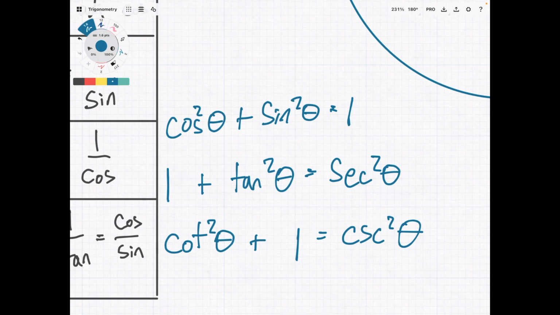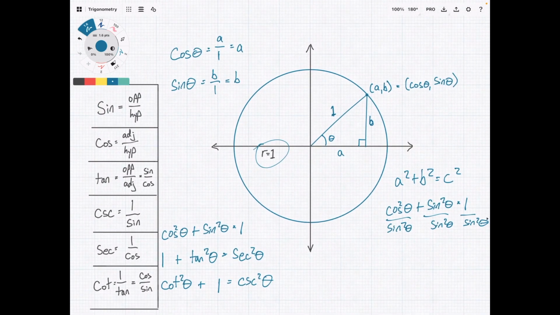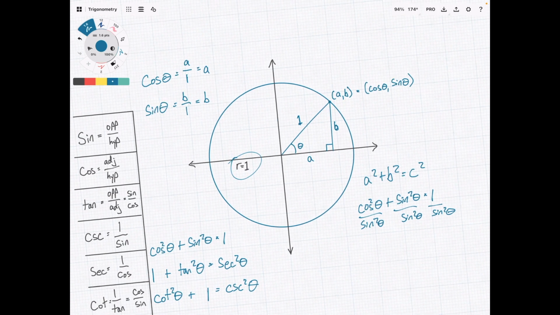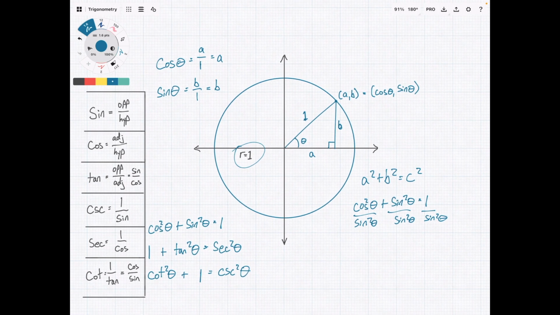We have cosine squared theta plus sine squared theta equals 1. 1 plus tan squared theta equals secant squared theta. And cotangent squared theta plus 1 equals cosecant squared theta. So as long as you know the unit circle, which is just a circle with a radius of 1, you can draw a triangle and you can basically very quickly derive the functions that you will need for other sorts of problems.